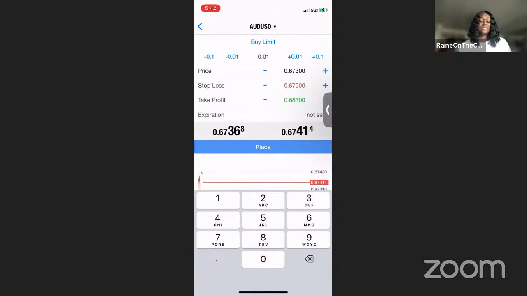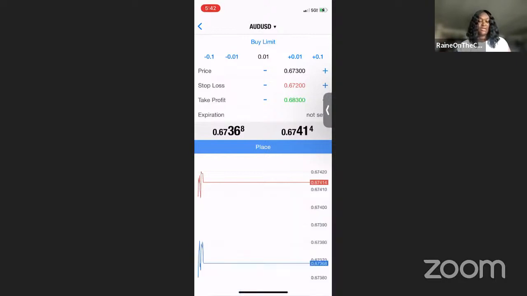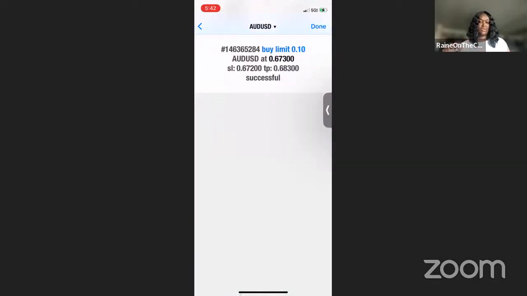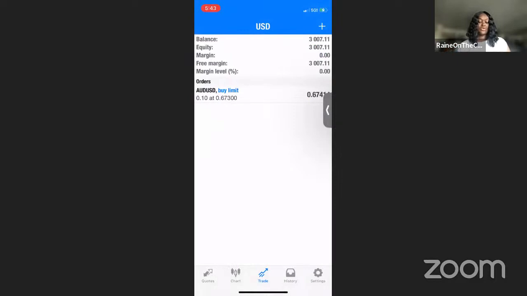Now, if I don't use the lot size calculator to figure that out, how am I gonna know? It's just gonna be a guessing game, but I know now because I use the lot size calculator. So I'm gonna do my 0.1, and then you're gonna place the order, all right? So that's how you're gonna do it with the buy limit.